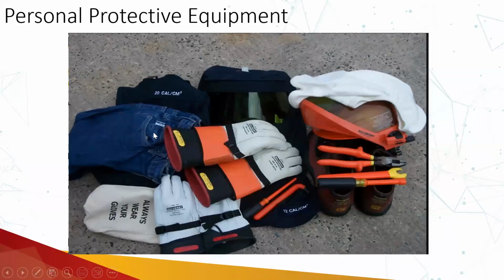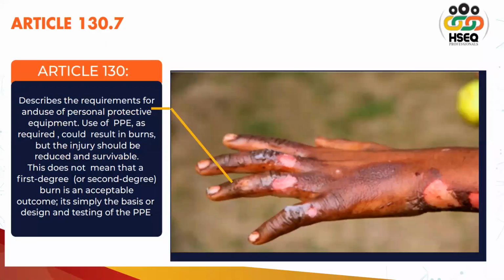Then an arc rated pant or jeans, arc rated shirt, your face shield with helmet or your hood, dielectric shoes, insulated tools. Those are basically the personal protective equipment covered in this article. So 130.7C. The 130.7 article says that even if you are wearing the complete gear, there is still a chance of getting injured, but the level of the injury will be reduced, and the main target is to make it survivable.